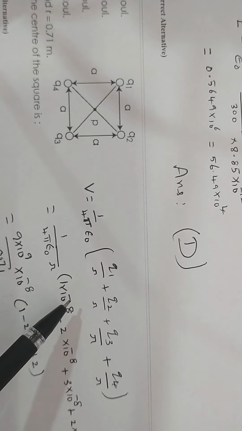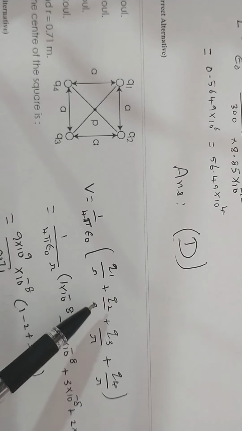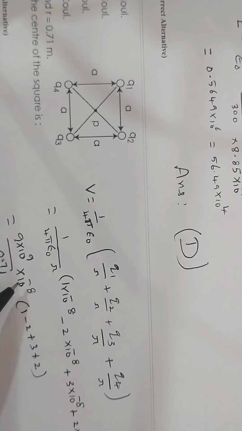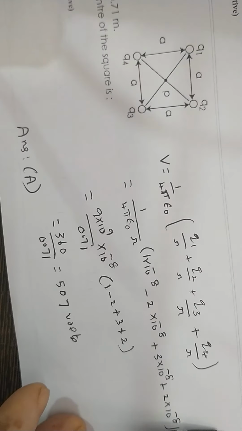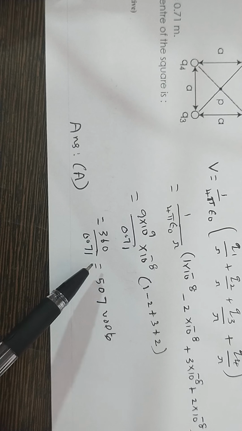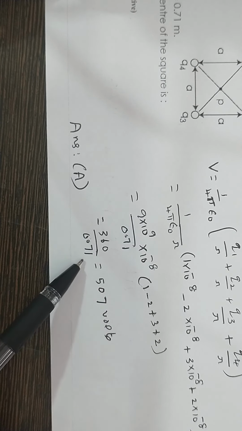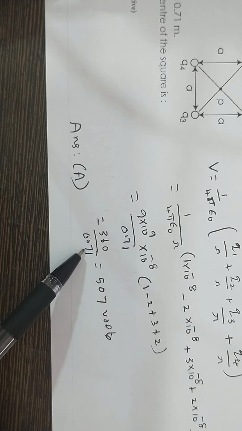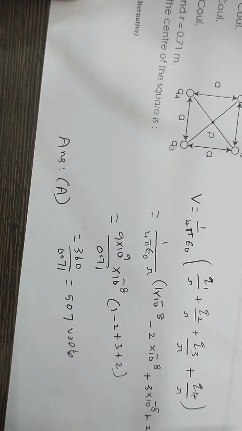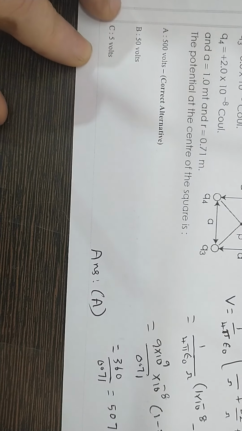You know the values of Q1, Q2, Q3, and the R value is also given. R is a constant value that can be taken outside. So 1 by 4 pi epsilon 0 R, and substitute the values of Q1, Q2, Q3, Q4. If you simplify, the result becomes 360 divided by 0.71. You find this is 507 volts. So option A is the correct one.